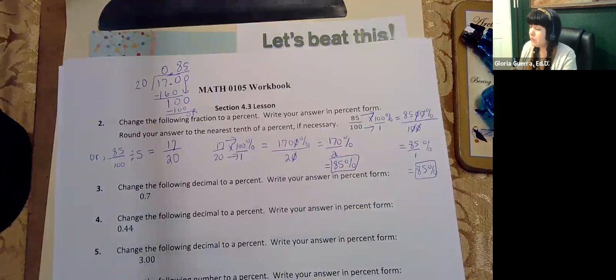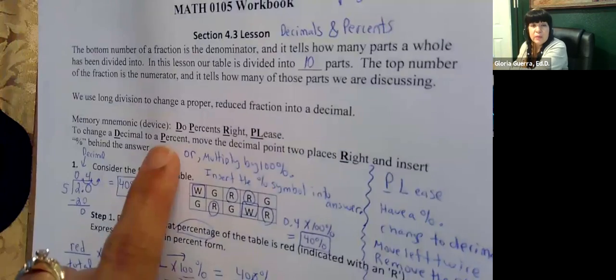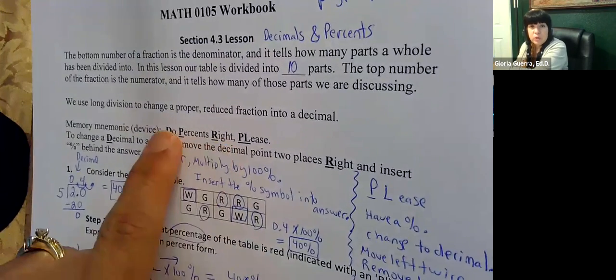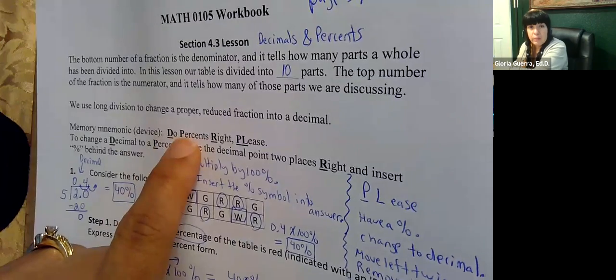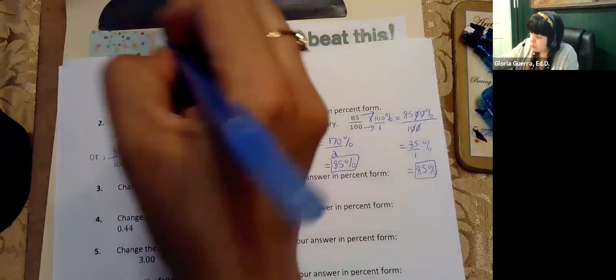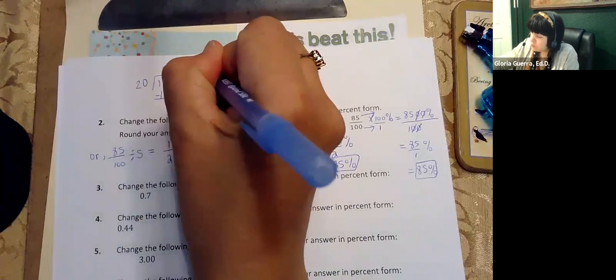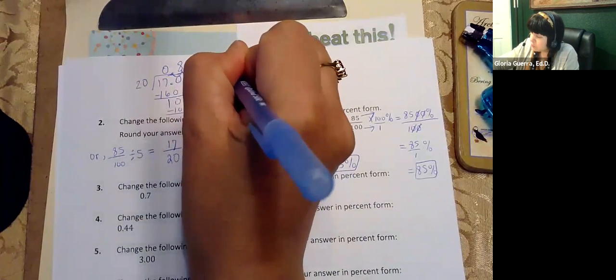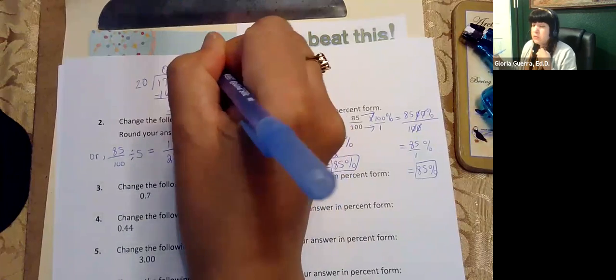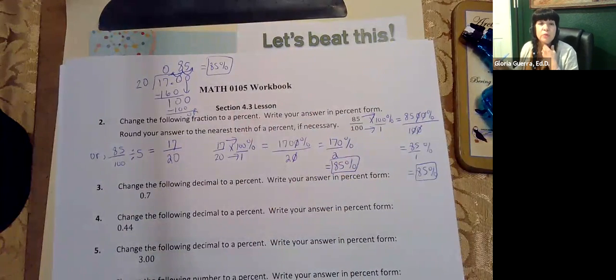That's 0.85. And then remember the memory mnemonic, do percents right. If you have a decimal, you can change it to a percent by moving it to the right. So I move this to the right, 1, 2, that gives me 85%. So you see, those are all ways of showing 85%. They're all correct. You're all showing your work, okay?